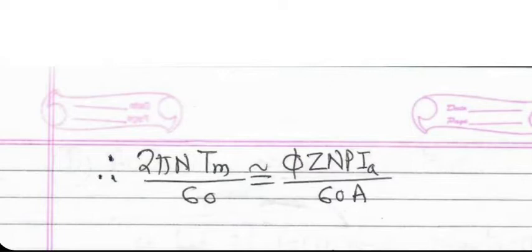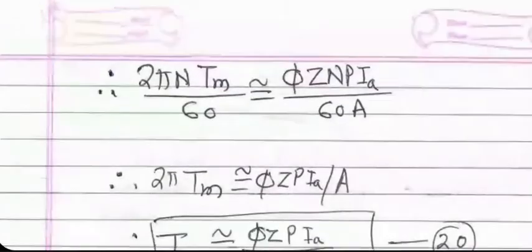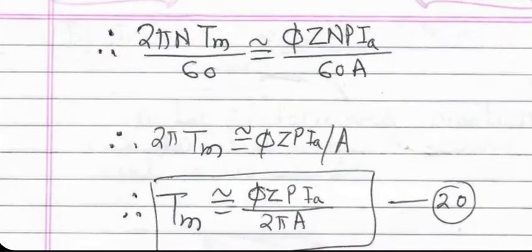Keep in mind that for a given motor, P, A, Z, and probably phi would also be constant all the time. These are machine constants. So this equation simplifies further to give us an approximate equation for torque produced by the motor in case of separate excitation.